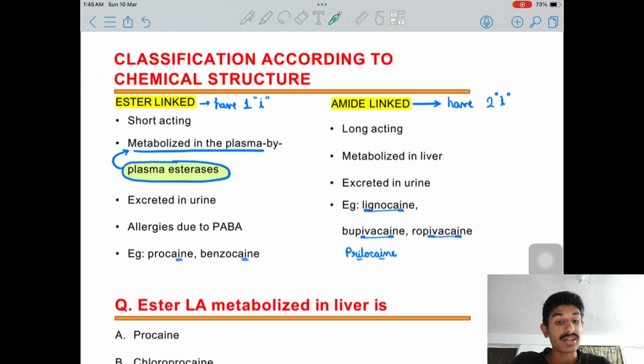Classification according to the chemical structure. This I taught you in the pharmacology of anesthesia, like ester linked and amide linked. Esters are short acting, whereas amides are long acting. Esters are metabolized by plasma esterase, and amides are metabolized by the liver, then excreted in urine. Allergies are due to PABA with esters. The amide examples are lignocaine, bupivacaine, ropivacaine, prilocaine, and here ester examples are procaine and benzocaine. Remember this. I also explained this in pharmacology, but I am repeating it here so you get an idea of what things you have to learn in the other parts of this subject.